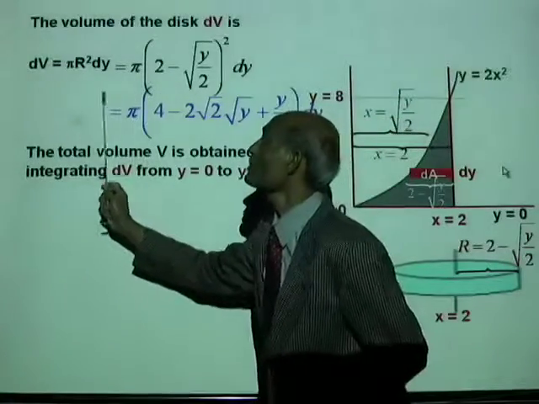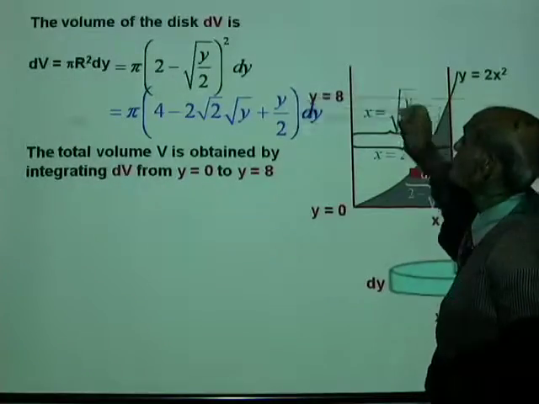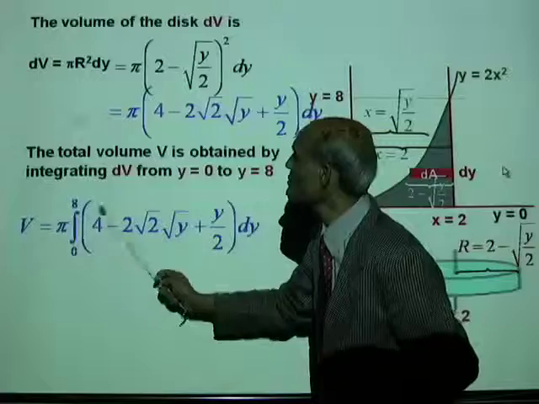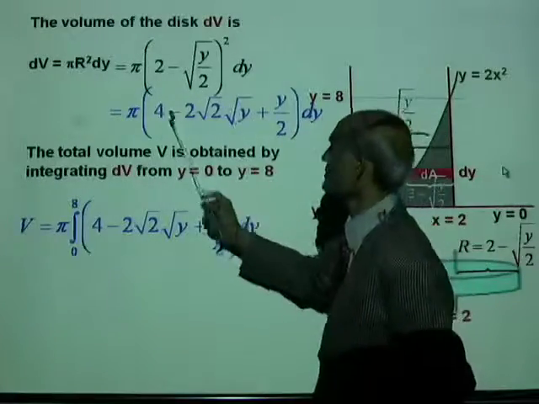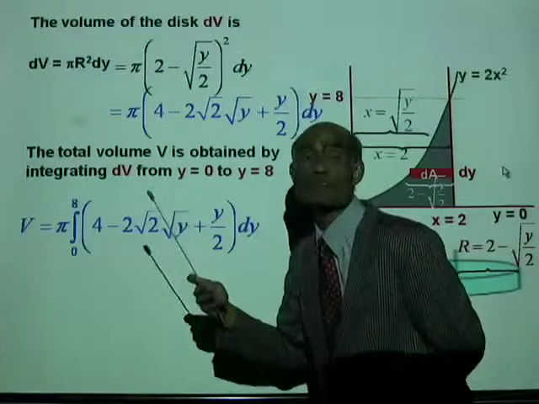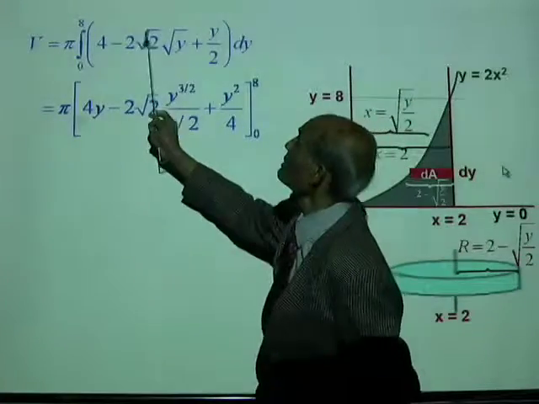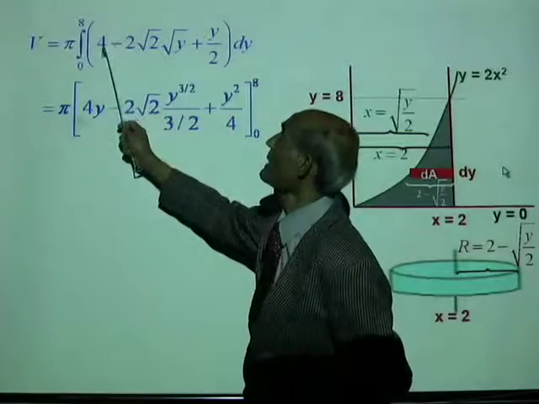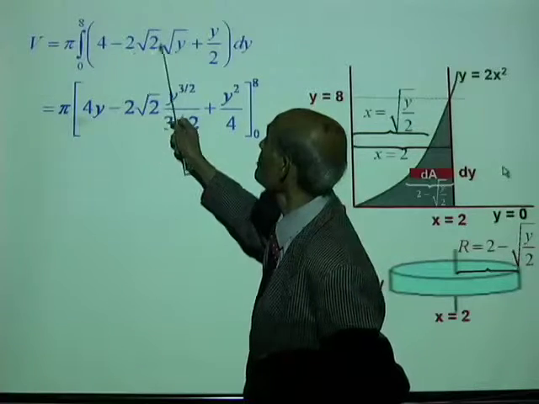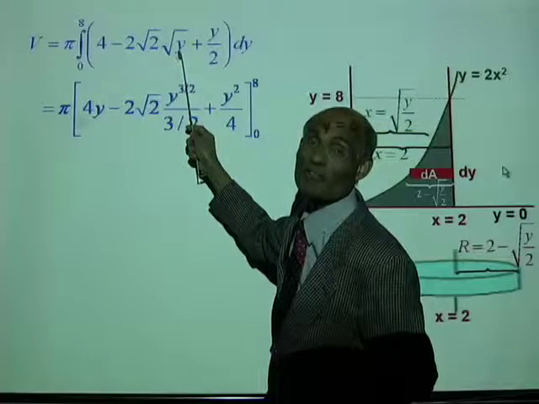we can obtain the total volume by integrating this dV from y equal to 0 to y equal to 8. So the total volume is pi times the integral from 0 to 8 of this quantity. And to integrate this, remember, square root y is the same as y to the power of 1/2, so we need to write it that way. Now, when you integrate, let's integrate each term. Integral of 4 dy is 4y, minus 2 square root 2 is a constant, and square root of y is y to the power of 1/2.